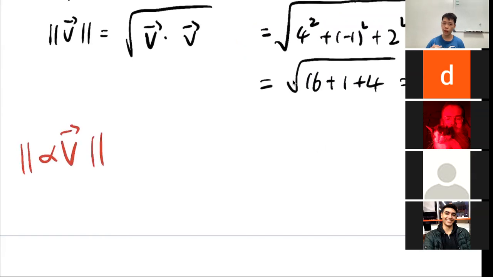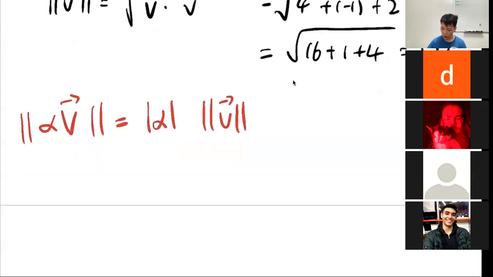When you apply a scalar multiple to the vector, the length of this scaled vector is the same as the length of the vector v multiplied by the absolute value of the scalar alpha. To see that, you can try to prove it yourself. The proof should be very straightforward. When you do the left-hand side, it is the square root of alpha v dot alpha v.